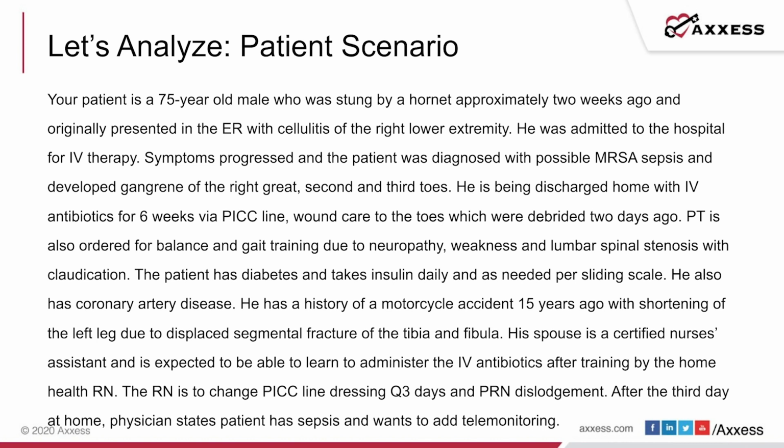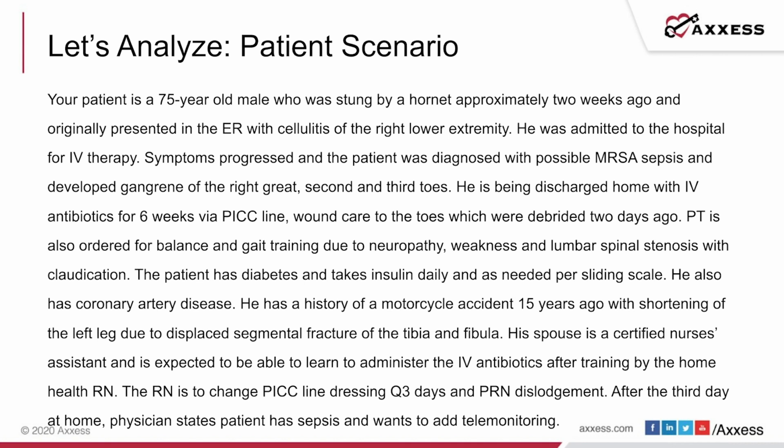So let's analyze what we've learned so far using a scenario, and then we're going to plug it into the PDGM grouper and see what we're looking at here. Your patient's a 75-year-old male who was stung by a hornet about 2 weeks ago, and he originally presented in the ER with cellulitis of the right lower extremity. He was admitted to the hospital for IV therapy, and symptoms progressed while he was there, and the patient was diagnosed with possible MRSA sepsis and developed gangrene of the right great, second, and third toes.